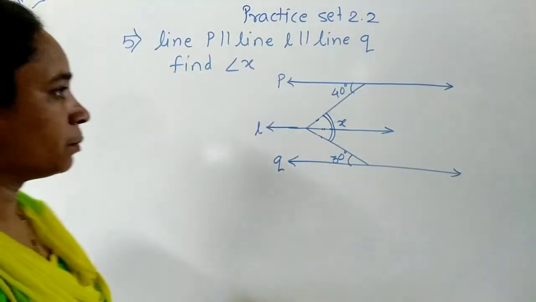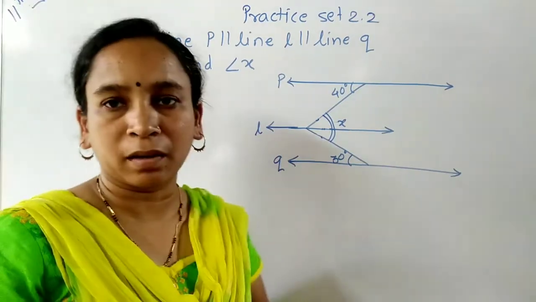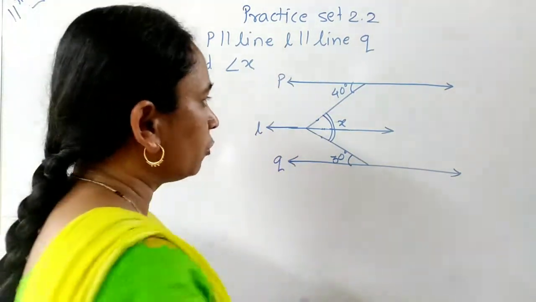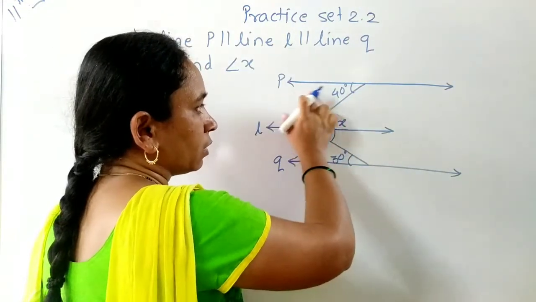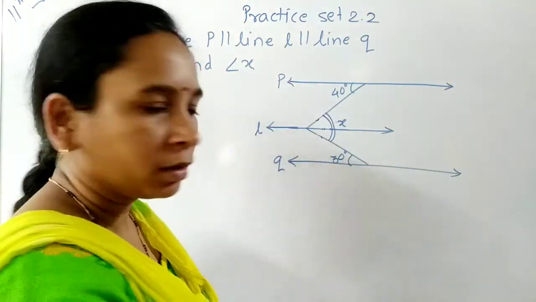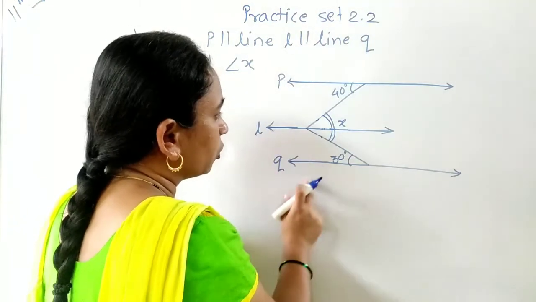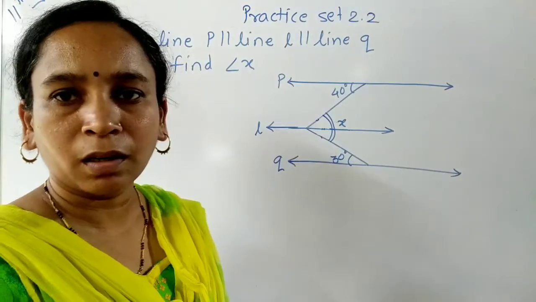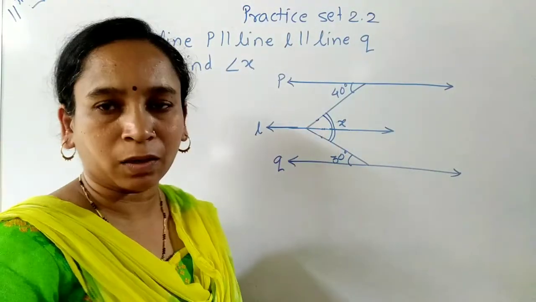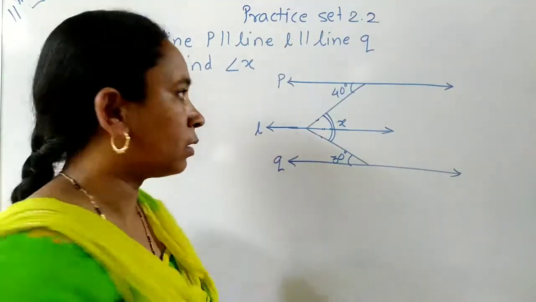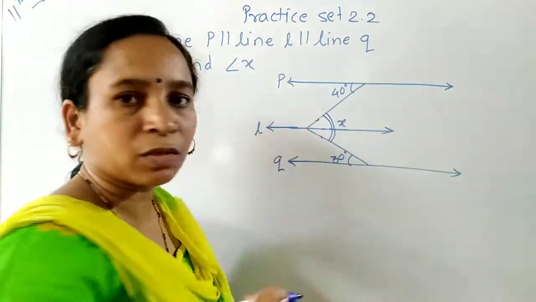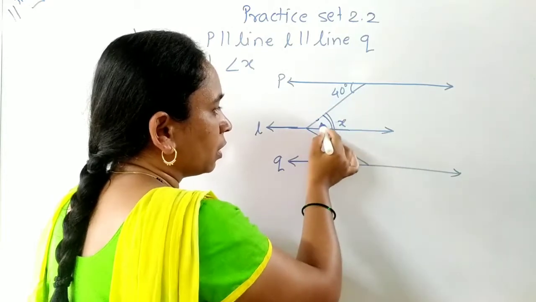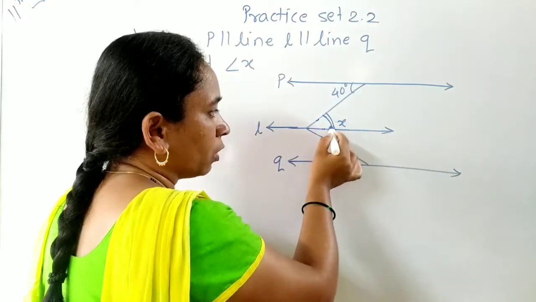Here in the fifth example, lines P and Q are the parallel lines, and we have to find out the X value. If you observe, when lines P and L are parallel, this is the transversal. In the same way, if lines L and Q are parallel, then this is the transversal. How to get the X value? Here the 40 degree has a relation with the X angle only up to here, because this is not the full angle.